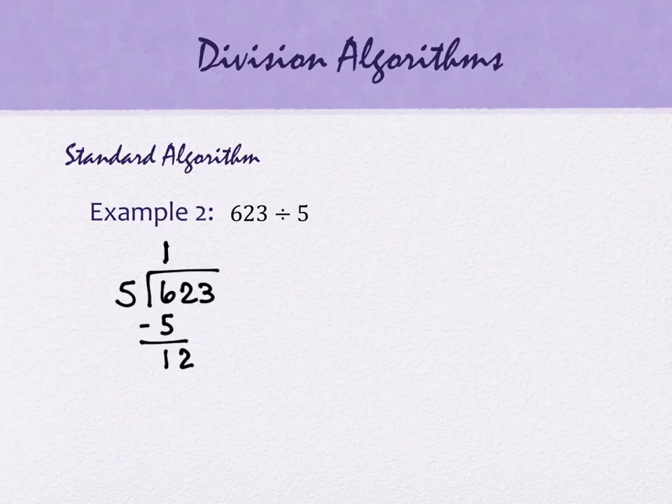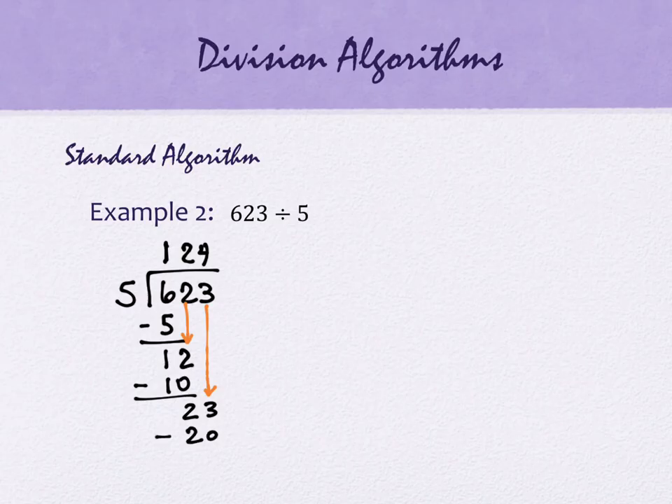And then we bring down the 2. And we repeat that process. How many 5s are there in 12? 2. So we put the 2 on top of the 12, right, where the 12 ended, in the number 2 column. And 2 times 5 is 10. And then we subtract. We get a 2. And we bring down our 3. And you can feel free, if you would like, to actually draw the arrows where you're bringing things down. If it helps you to keep things lined up, that's fantastic. So we have 23. How many times does 5 go into 23? 4 times. And 4 times 5 is 20. We subtract and we get a 3.